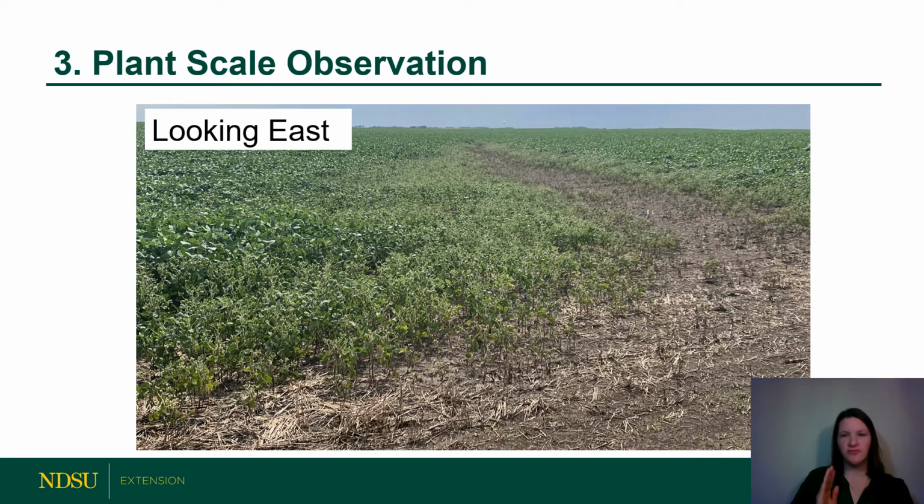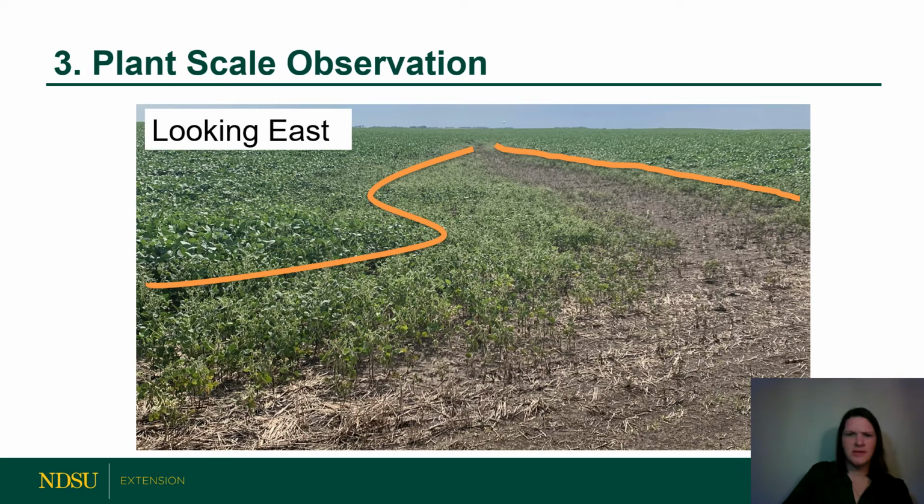This is looking directly east into the drainage area. This is the drainage way right here, and we can see there's this weird line. We see good soybeans here, and these soybeans look different. Something's off. They look sick. Again, we see a different line where some of these don't look so good, and we have soybeans here looking pretty good.